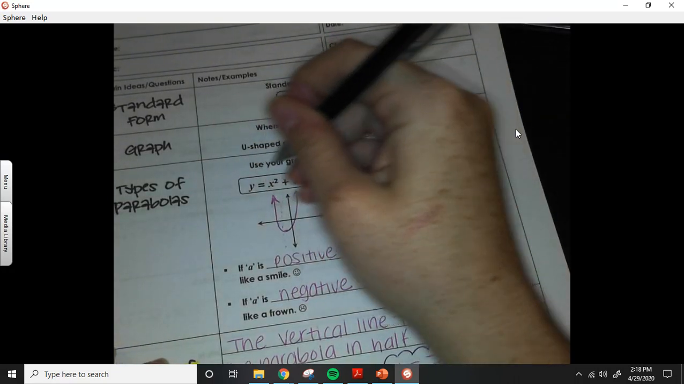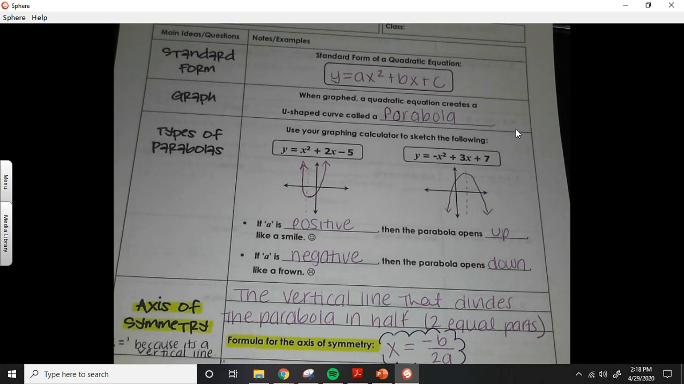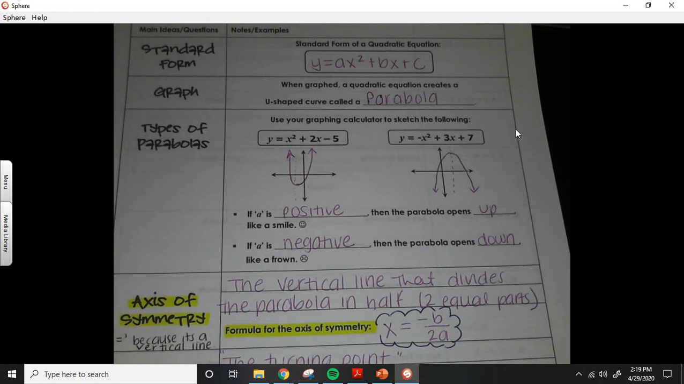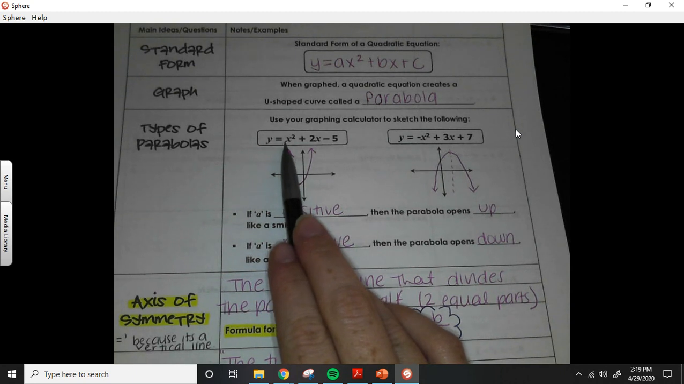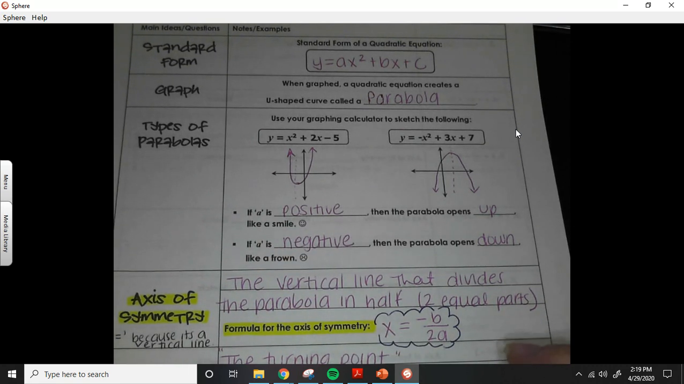So ignore where it says use your graphing calculator unless you do have one. I know Jessiel has one. Unless you do have one and you want to graph those too, you'll be able to see the vertex and the axis of symmetry. But the main thing I want you to see here, if a, meaning whatever's in front of your x squared term, is positive, like this one is, it opens up, like a smile. I know that's cheesy, but it opens up if a is positive. So if you're positive, you're smiling.